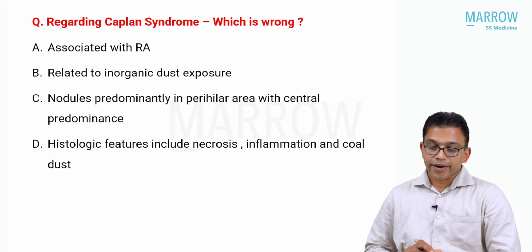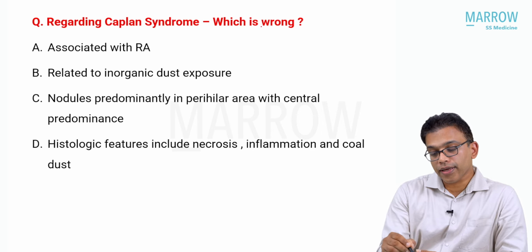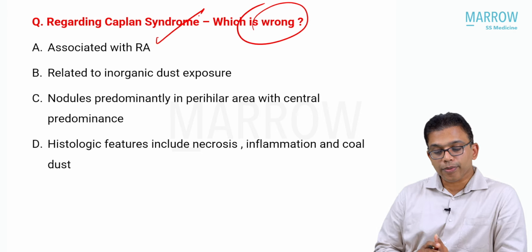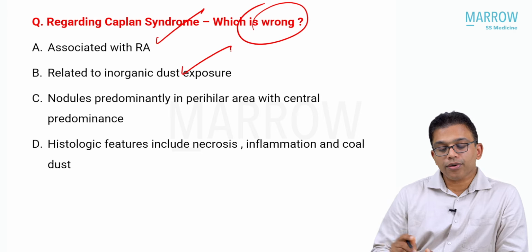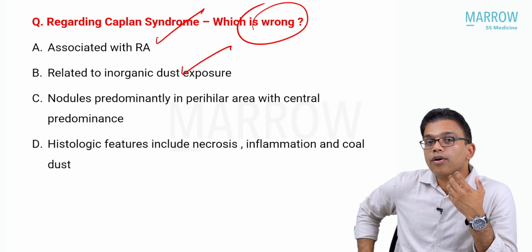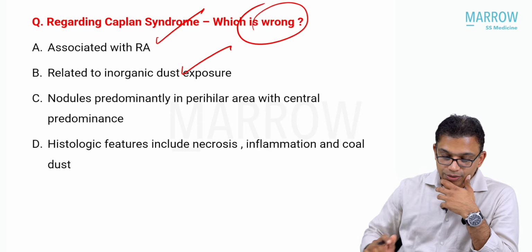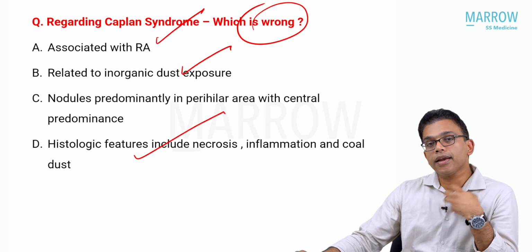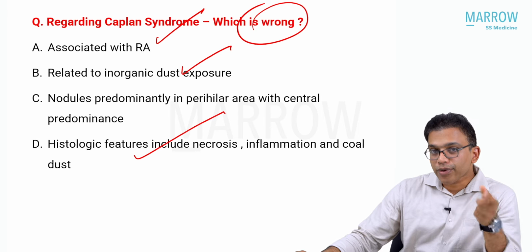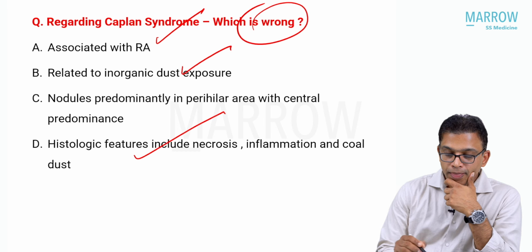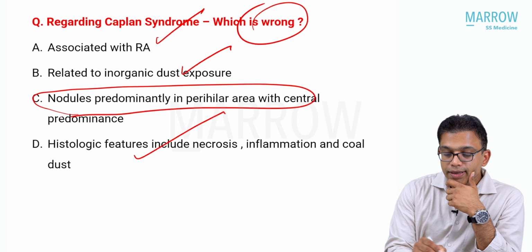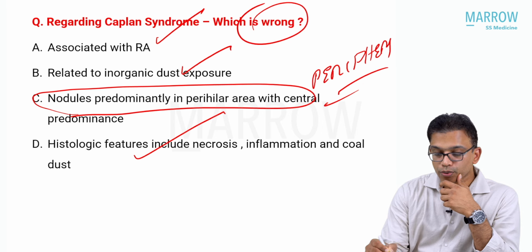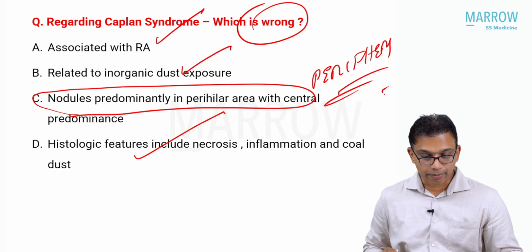pleural effusion. Regarding Kaplan syndrome, which is wrong, so here we have to pick out the wrong statement. It is associated with rheumatoid arthritis, that you all know. It is related to inorganic dust exposure. Of course, it is an occupationally associated disease also. Histological features include necrosis, inflammation, and there can be inhaled coal dust or silica particles if you get a biopsy from the affected lung. But the nodules are predominantly seen in the periphery, not in the perihilar area. So it is a peripheral nodule, not a central predominance.